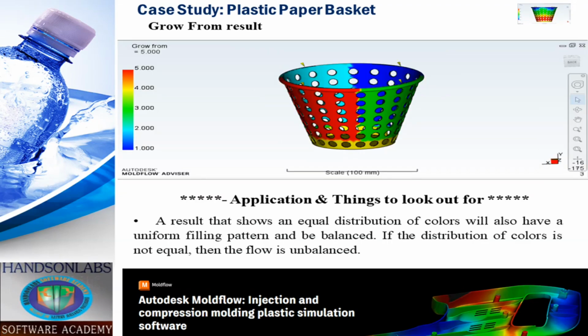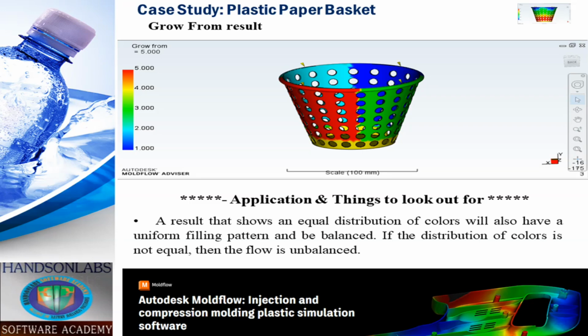Now, growth from results. This is the final part of the advisor result analysis that you should be looking out for, the applications and things to look out for. Have this in your mind. A result that shows an equal distribution of colors will also have a uniform filling pattern and be balanced, like I said in the earlier parts of this video. If the distribution of the colors is not equal, then flow is unbalanced. Flow has to be balanced.